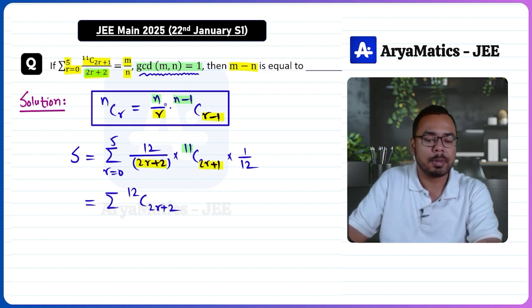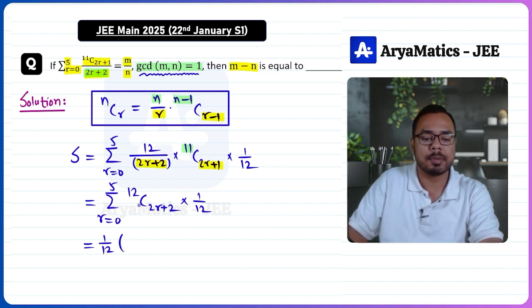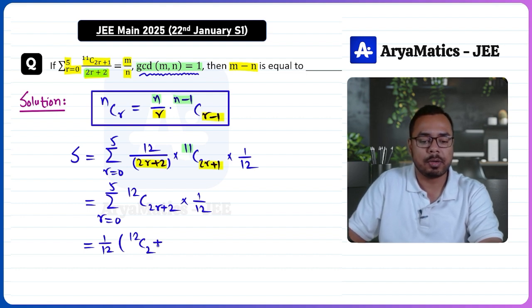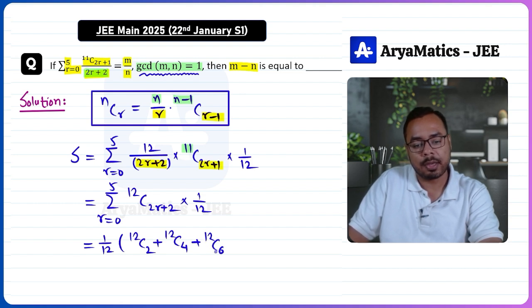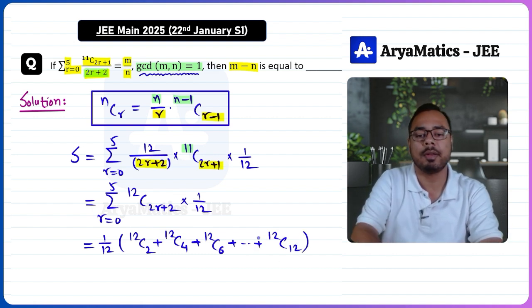Right? Using this previous property, we can combine these two terms, and then we can write this as 12C(2r+2), with r from 0 to 5. 1 by 12 we can keep outside. And now this is a very simple problem. 1 by 12, in place of r, if we substitute 0, then we'll get 12C2. If I substitute r as 1, then we'll get 12C4. In this manner, it will continue. And the last term that we are going to get: in place of r, if we have 5, then we'll get 12C12.